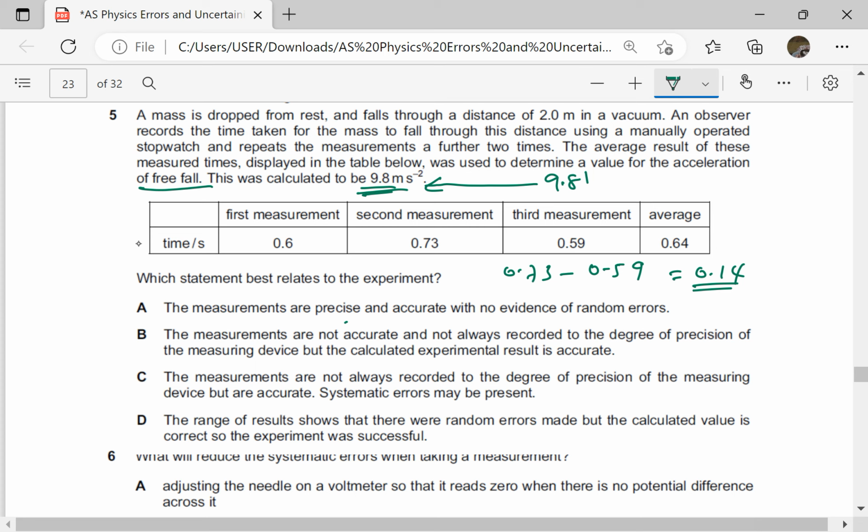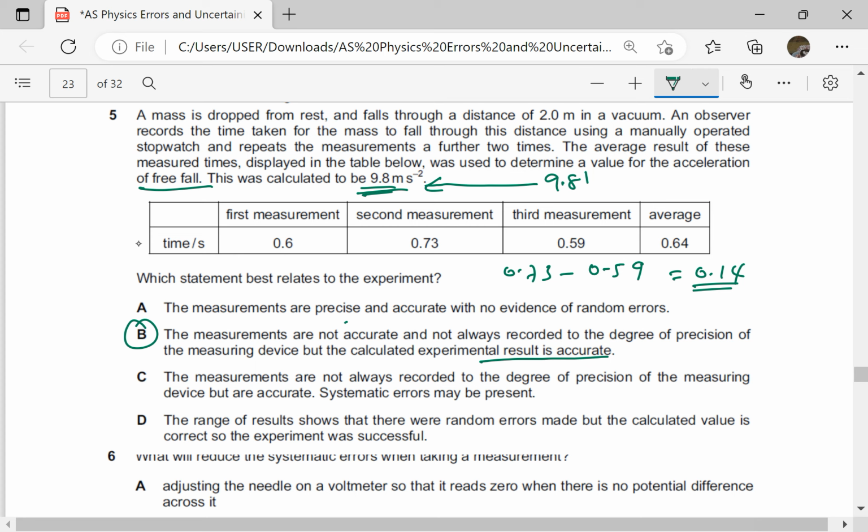Which statement best relates to the experiment? Number one, the measurements are precise and accurate with no evidence of random errors. Number two, the measurements are not accurate and not always recorded to the degree of precision. This is recorded as a whole number, not always recorded to the degree of precision of the measuring device, but the calculated experimental result is accurate. I think that is true. It is 9.8, which is close to 9.81. So the answer is going to be B.